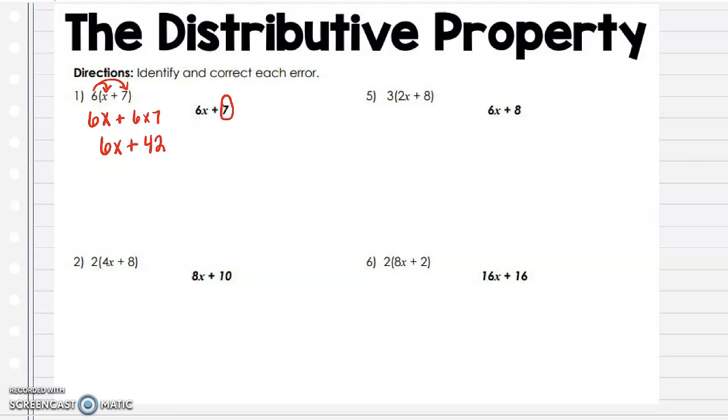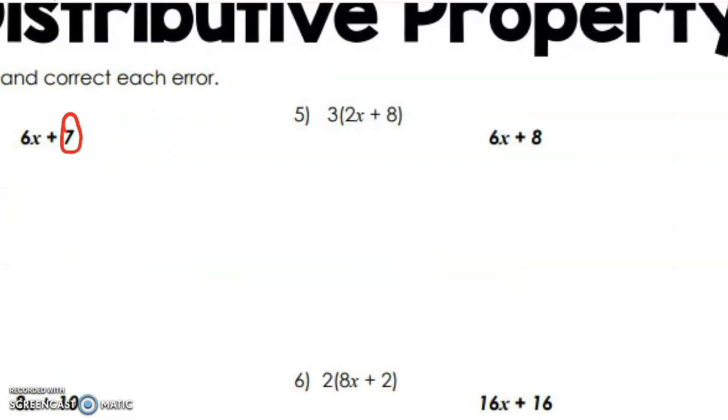Okay, so let's see how we did. I know I kind of cropped it in an incorrect order. I have 1, 2, 5, and 6, but let's go ahead and do number 5. I'm going to zoom in a little bit. So if we follow the distributive property, I have an arrow going here. That will be 3 times 2x plus 3 times 8.